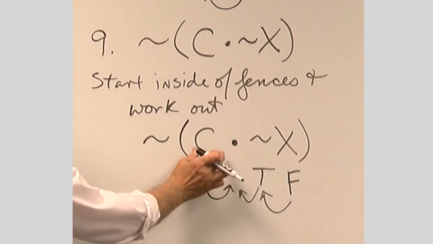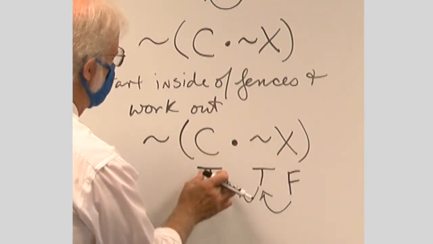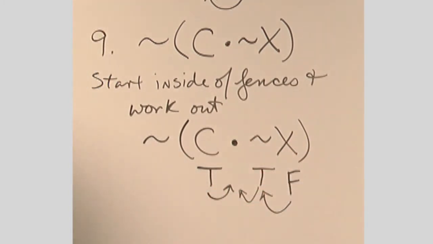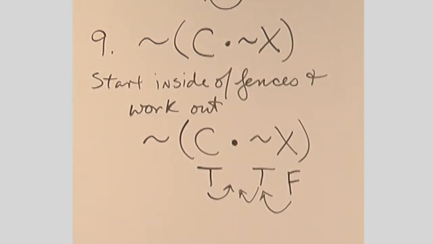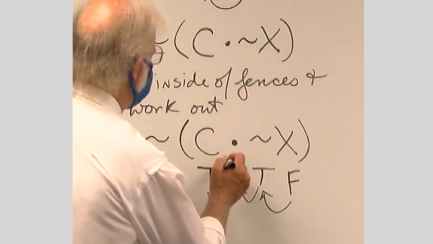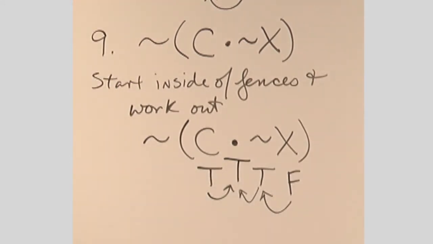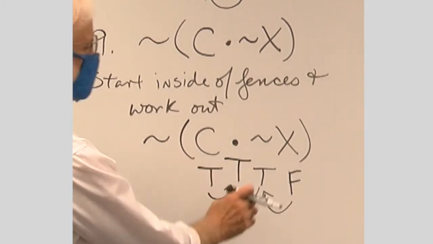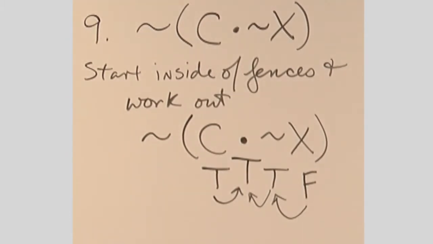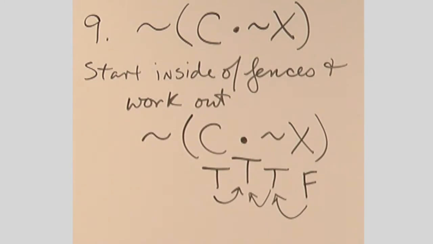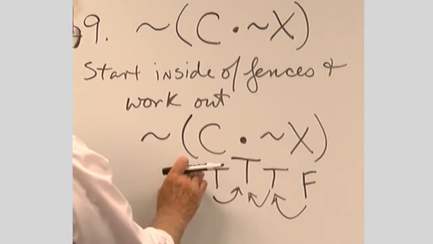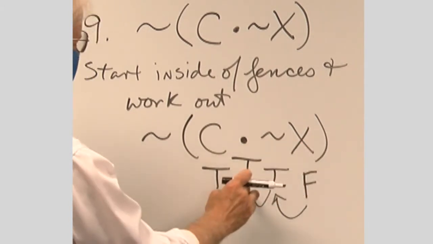Then we solve for the dot. So I take the value of the left side as a whole, which is true, the value of the right side as a whole, which is true. True dot true makes the dot true. The only time a dot is true is when both sides are true. Or as I put it informally all the time, the dot is picky. It's very picky. It demands both of its conjuncts, both sides of it, be true to be true. Okay, so now I know that everything inside of the parentheses is true.